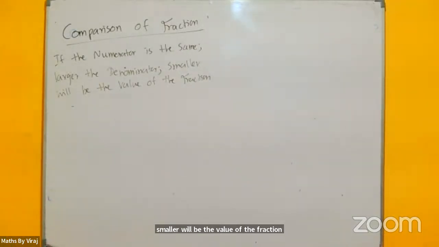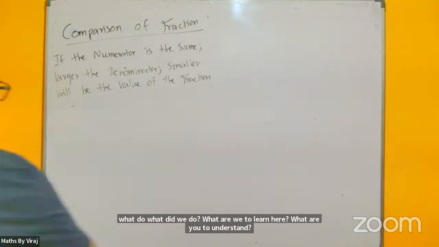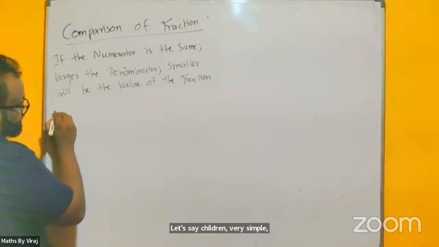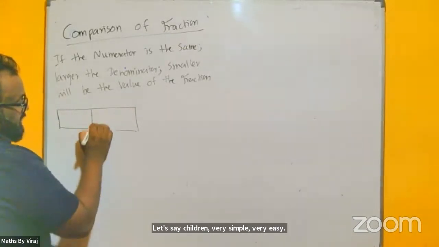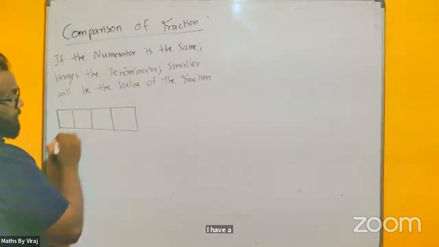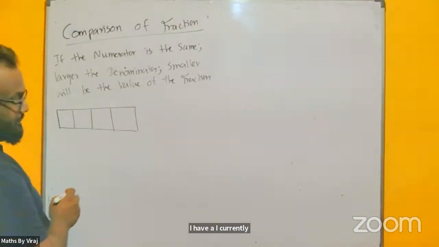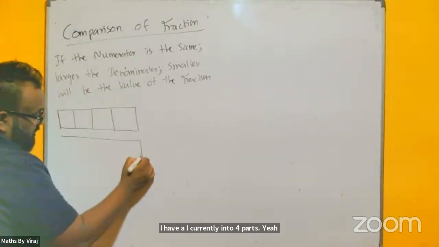Now, what are we to learn here? What are we to understand? Let's see, children. Very simple, very easy. I have a slab of chocolate. I cut it into 4 parts. Same slab of chocolate.